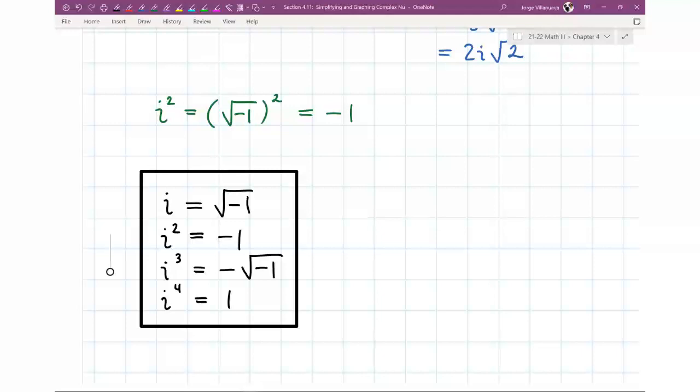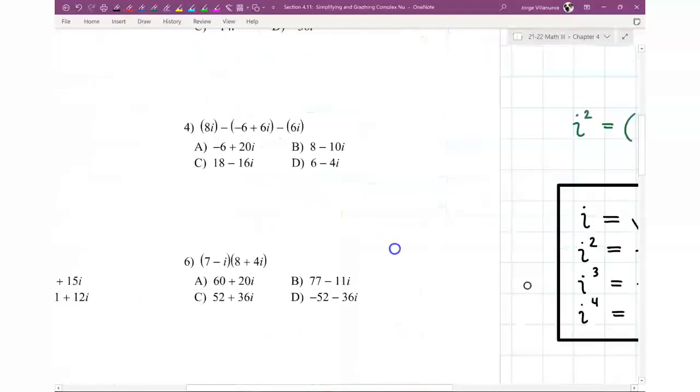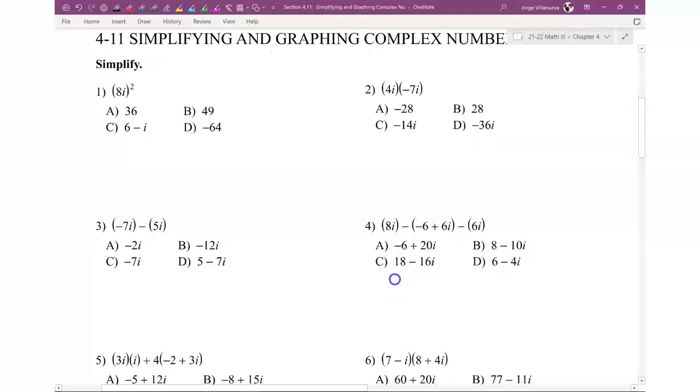So let me show you what we're going to do. Let's go to your homework really quick. I don't want to do number 1, that one seems to be kind of easier. Let's do number 2, which might be a little bit tougher. For number 1, i squared, you just have to square 8i. You multiply 8i times 8i and you'll get your answer. But let's look at question number 2: 4i times negative 7i. Multiply the numbers first, and then you multiply the letters i second. So if you multiply 4 times negative 7, what do you get?